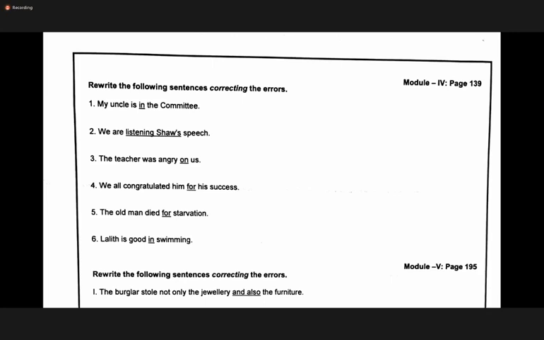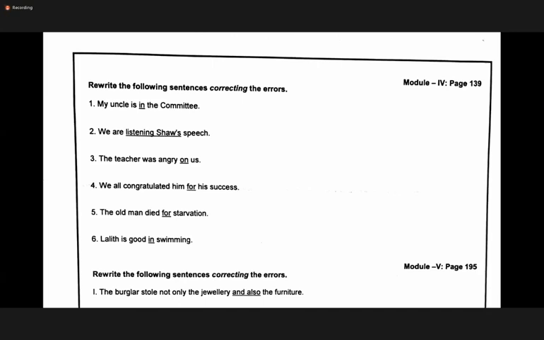My uncle is in the committee. Preposition is wrong. The correct preposition is on the committee. Good. My uncle is on the committee. Second one, we are listening Shah's speech. Listen is an intransitive verb. It must be followed by the preposition to. We are listening to Shah's speech.